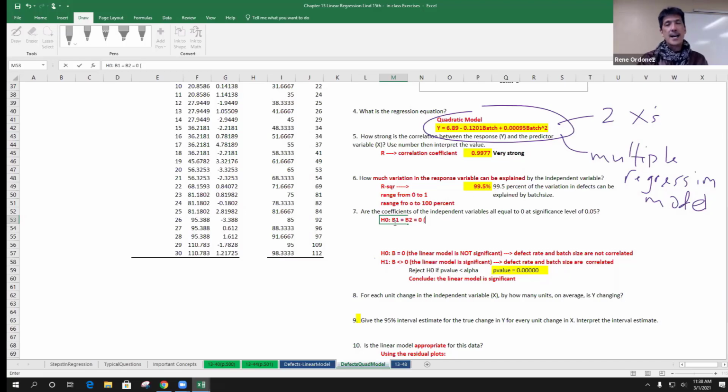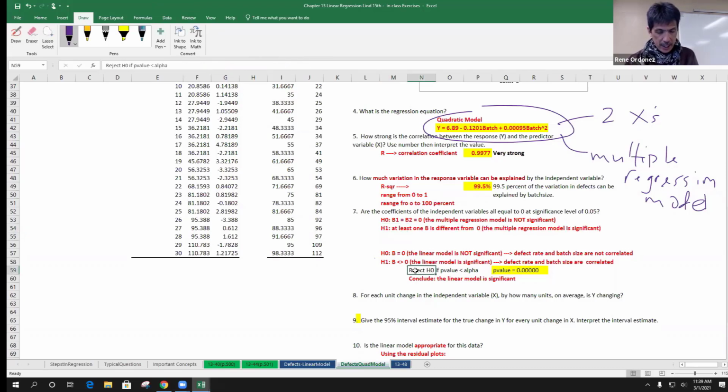When you read chapter 14, this is known as the global test. So the interpretation of the null hypothesis is this: the multiple regression model is not significant. H1, the alternate hypothesis, would say that at least one beta is different from 0. Translation: the multiple regression model is significant. So we will still reject H0 if the p-value is less than alpha.